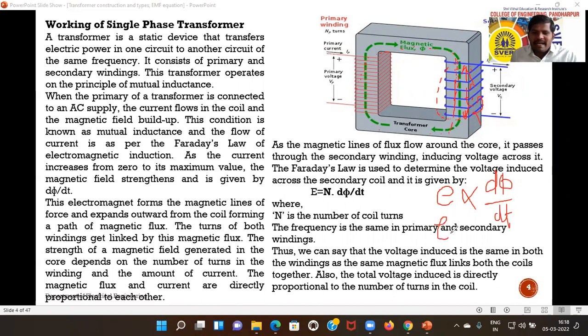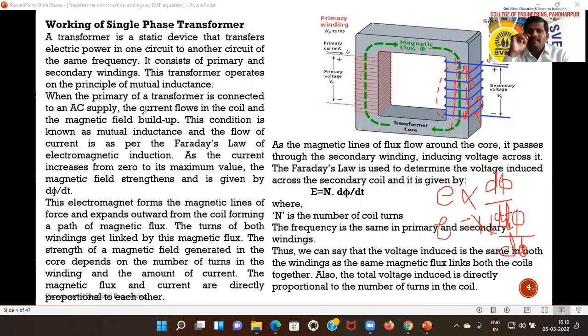So we are able to write E is equal to n d phi by dt, where n is the number of turns of that coil, flux phi is the flux produced in that coil, and t is time. So E is equal to n d phi by dt. According to this equation, we calculate how much EMF will be induced in that secondary coil. Secondary coil मध्ये किती EMF induce होतो. So this can be calculated by using this equation.